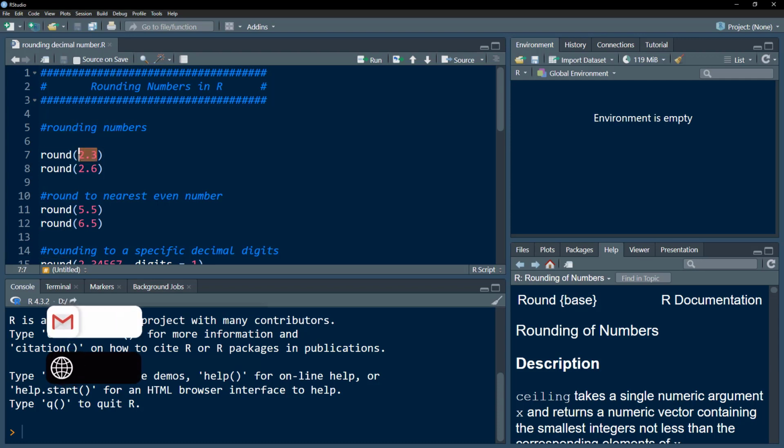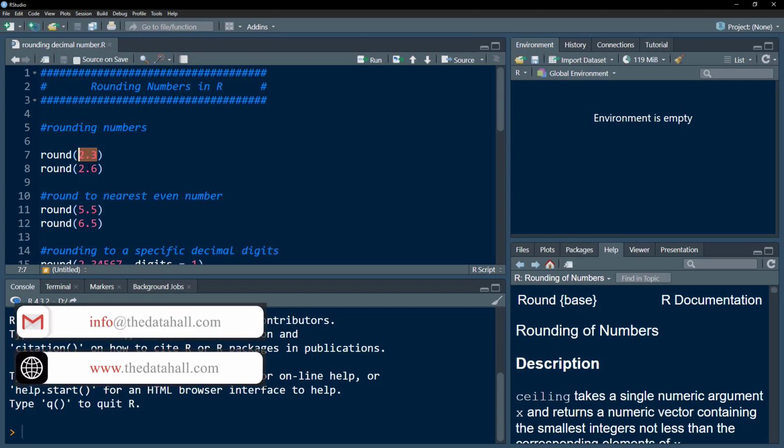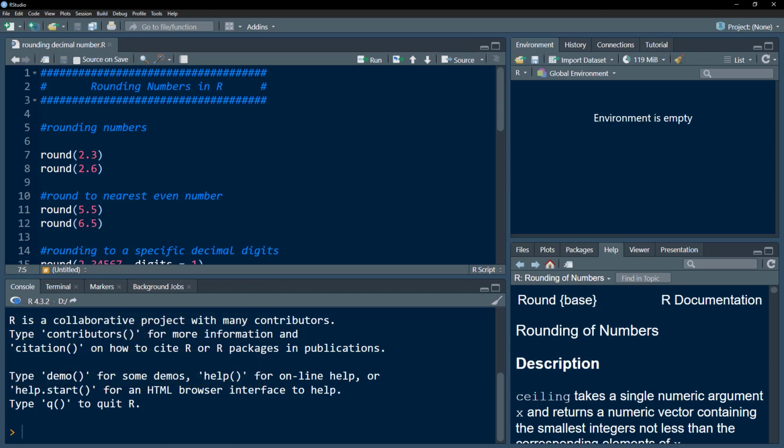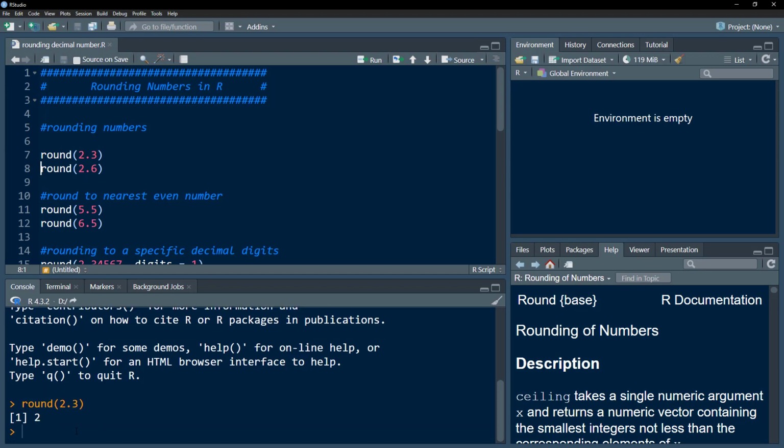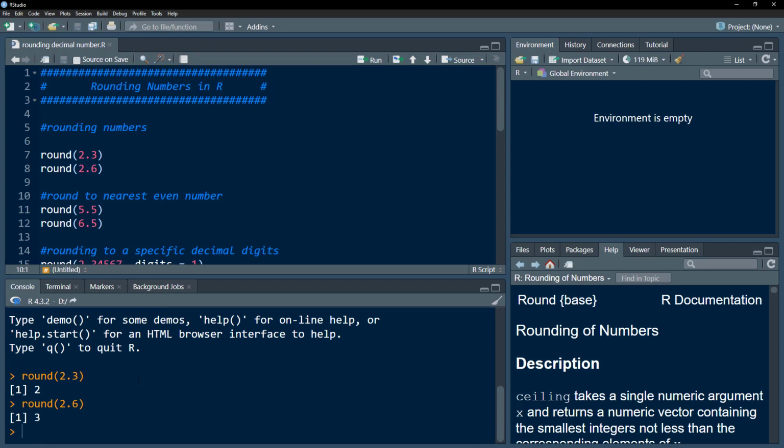Let's say we have this float number, 2.3. If we round this, it would round it to the nearest integer, so the nearest integer would be 2. If the decimal digit is greater than or equal to 0.5, it would be rounded to the higher number. If it is less than 0.5, it would be rounded to the nearest lower number. So in this case, it should round to 2. This is what we get. Similarly, this should round to 3 because the decimal digit is greater than 0.5. This is what we get.